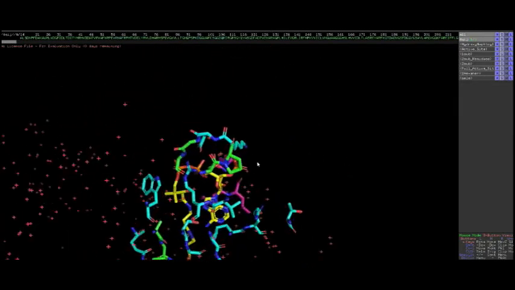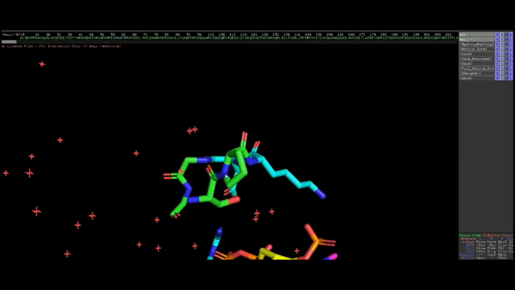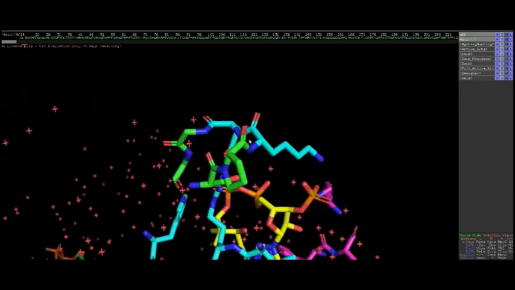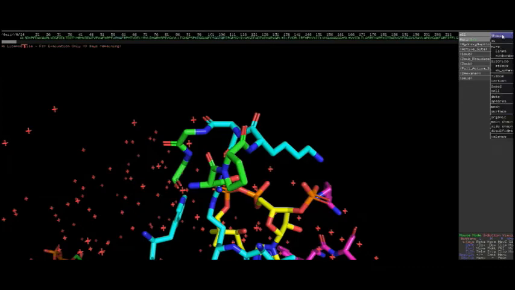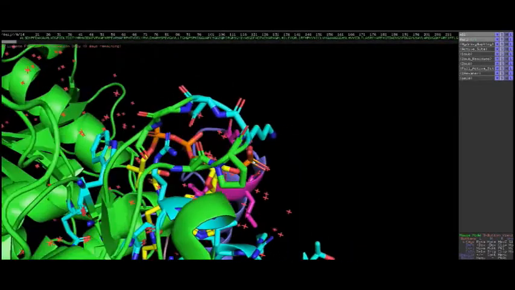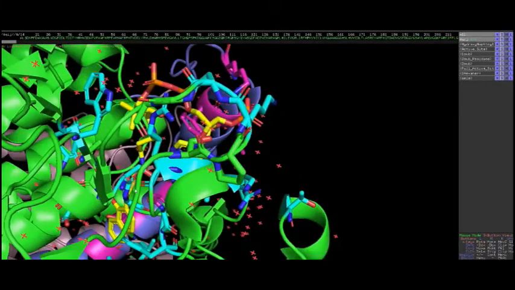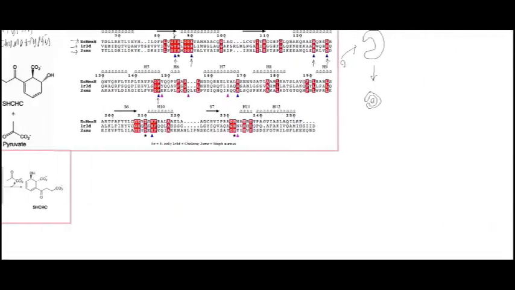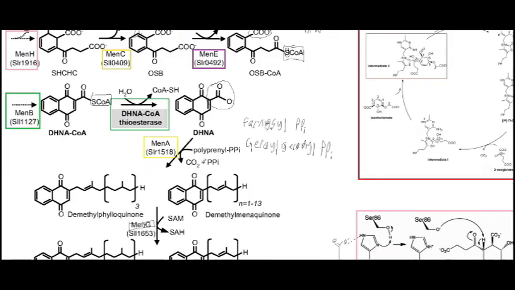I do have up here this proline, which we can see in this sort of tight bend up here if we put our cartoon back in. We can see that is creating a tight bend in this loop here between alpha helices. Anyway, I think I've rambled on about this one quite enough. And so that was our MenB.